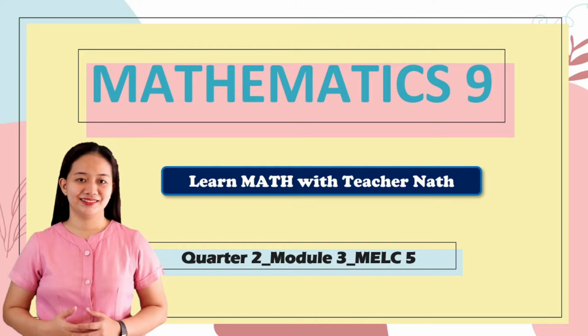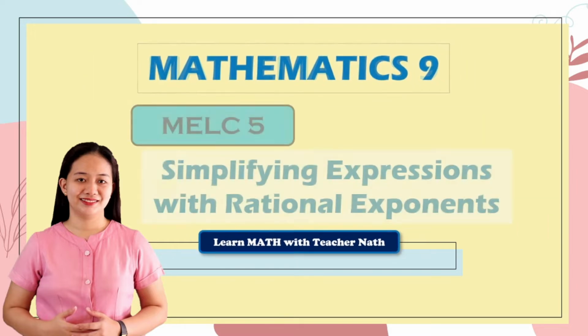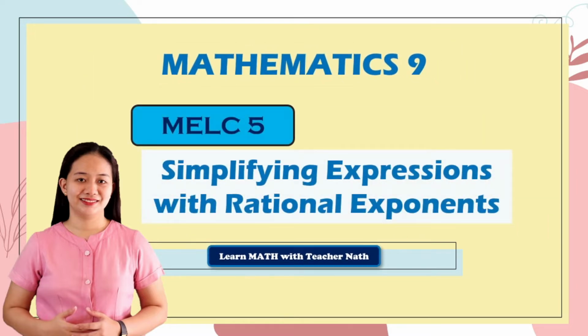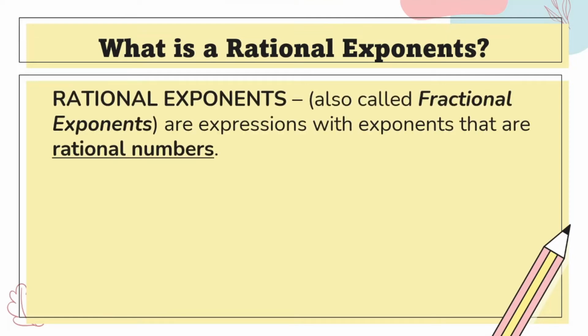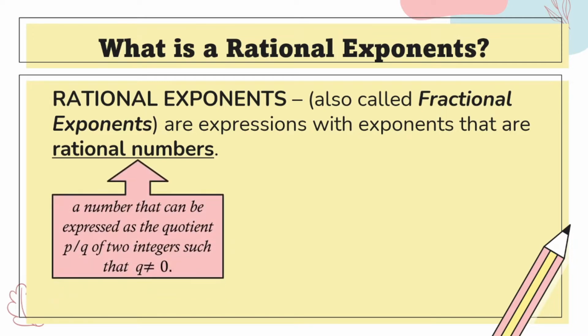For today's video in Mathematics 9 Quarter 2 Module 3 MELC 5, we're going to study simplifying expressions with rational exponents. Let's define what is a rational exponent. Rational exponents, also called fractional exponents, are expressions with exponents that are rational numbers. So what is a rational number? It is a number that can be expressed as the quotient p over q of two integers such that q is not equal to 0.